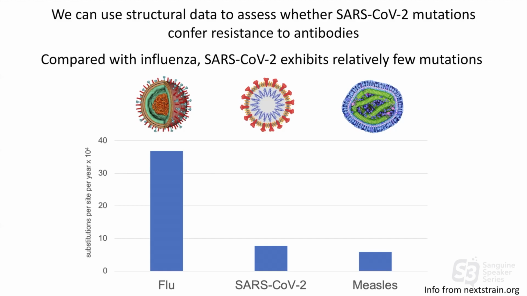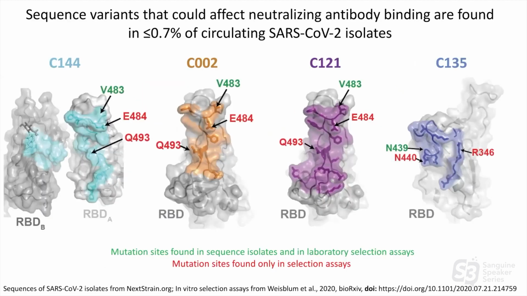Okay, but we started mapping where sequence variants that we found in the databases of all the SARS-CoV-2 sequences of the spike. And you can see these here mapped on the 2 RBDs where C144 binds on the left. Some of these would be affected by mutations that are known to occur. And then you can see on the other antibodies here.